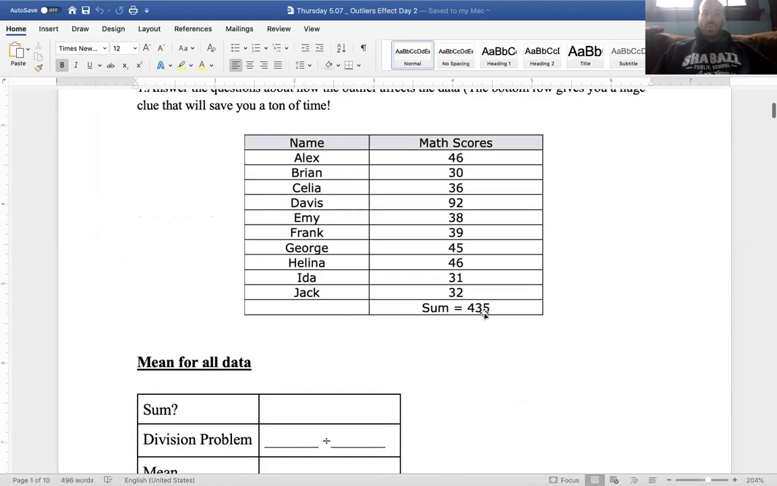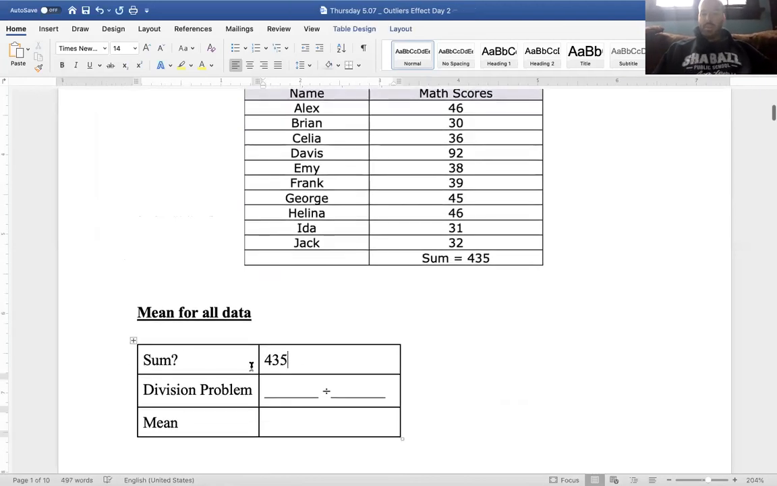Okay, hopefully you saw that I gave this sum to you right here, so you didn't actually have to add them all up. It tells you right there, it's added up for you. So our total was 435. I had to count how many there are: 1, 2, 3, 4, 5, 6, 7, 8, 9, 10. So I'm going to do 435 divided by 10, and I get 43.5.